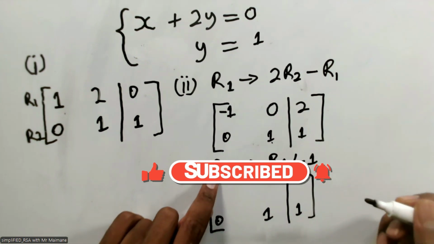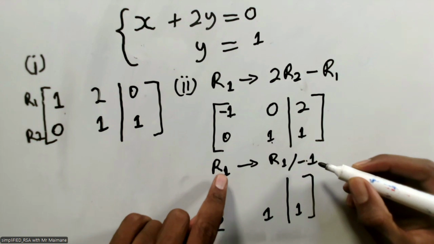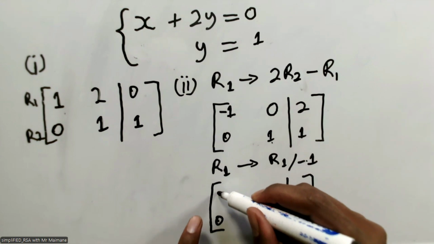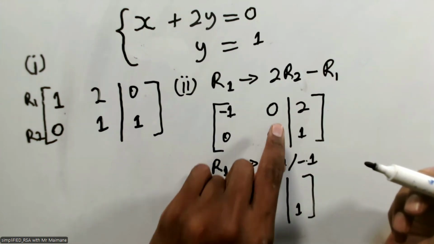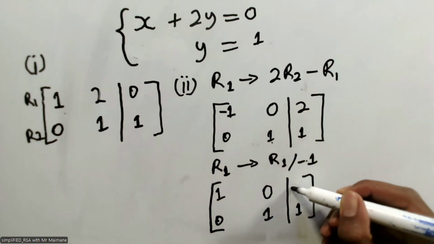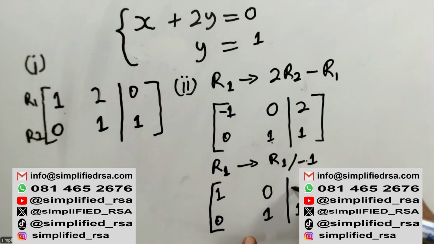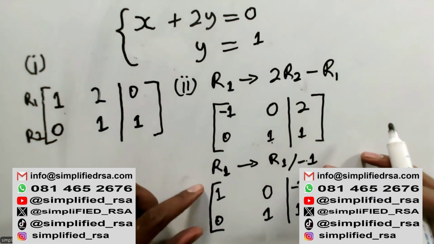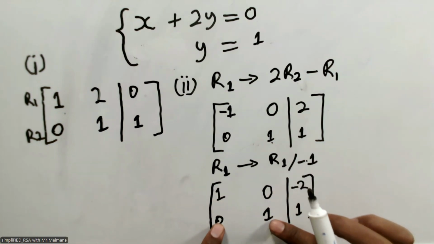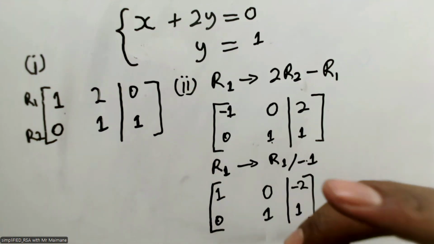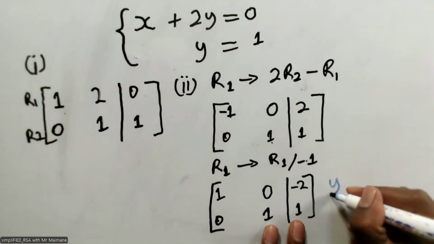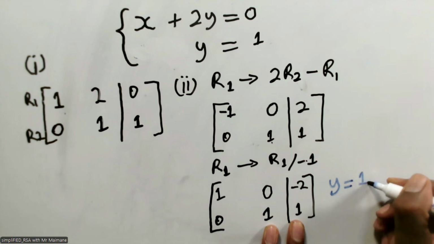But the first row, I will divide by minus 1, because the new row 1 must be yield from row 1 divided by minus 1. Minus 1 divided by minus 1 is positive 1. 0 divided by minus 1 is 0. 2 divided by minus 1 is minus 2. So now I have my values. It is safe for me to say, I can start with the bottom one, the value of y is 1.